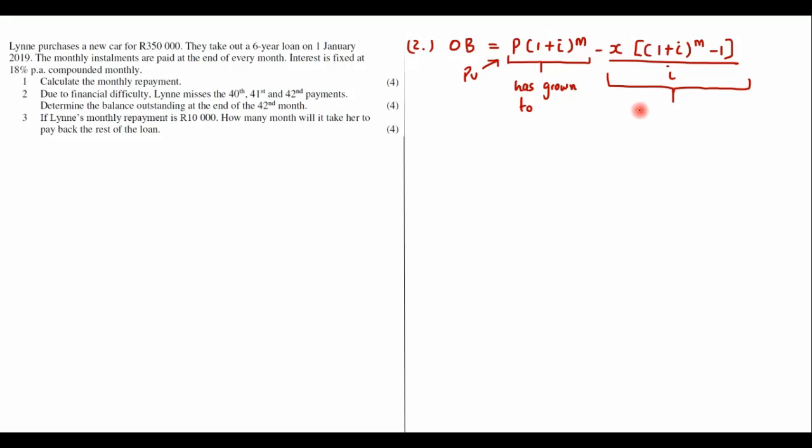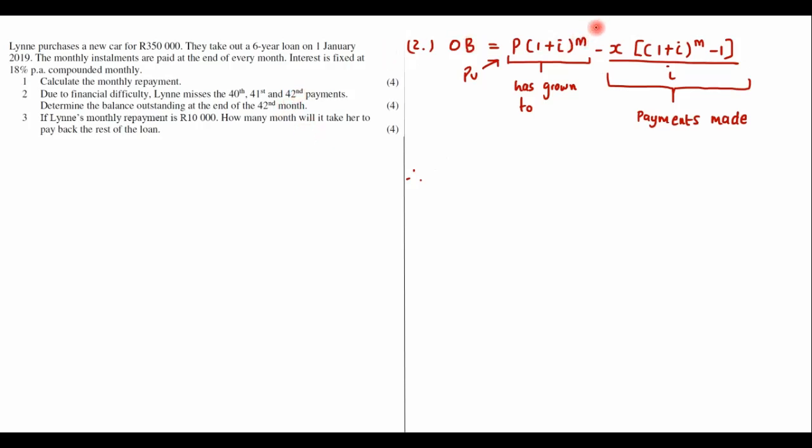So these are the payments that you have made, right? If you're noticing here, this looks like a future value, and this looks like a compound, because it is like that. It is basically a competition between the compound and the future value. Now, how are we going to use this formula? First things first, we ask ourselves, as Lynn was paying up until the 39th, how much was the outstanding balance at that point?